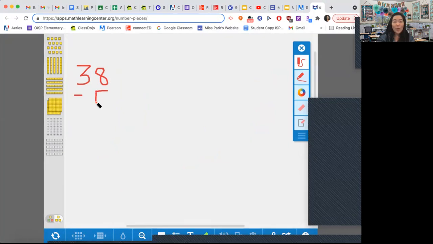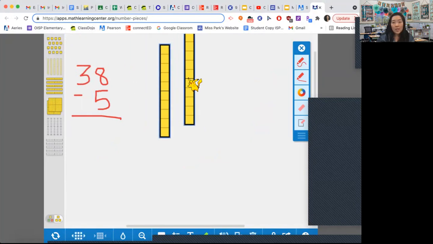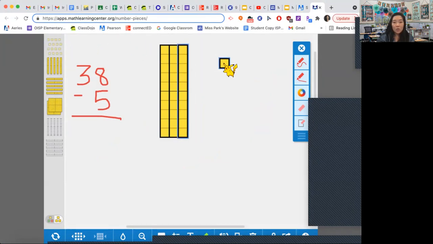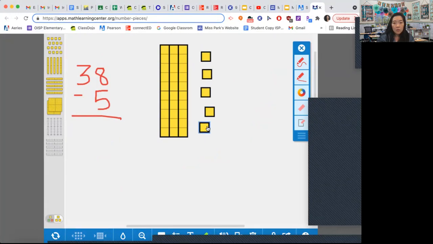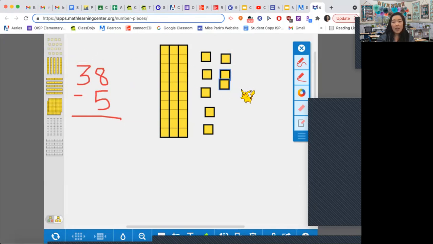Now, this is another poem. Are you guys ready for the next poem we're going to learn? Now, first, let's show that. So we need 3 10s for 30, and then we need 8 1s for 8. 1, 2, 3, 4, 5, 6, 7, 8. All right, so we've got 10, 20, 30, 31, 32, 33, 34, 35, 36, 37, 38. 38. Now we need to subtract 5.